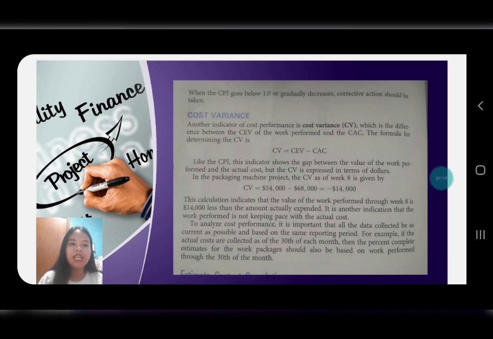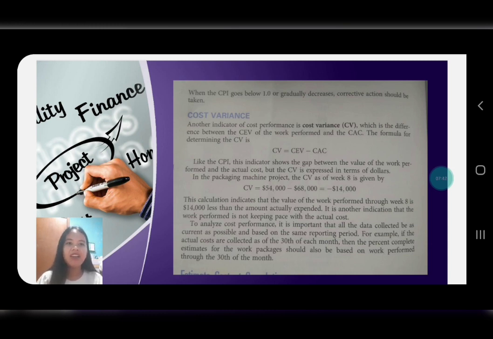So, in the packaging machine project, the CV at week 8 is given by 54,000 minus 68,000, so we have an answer of negative 14,000. This calculation indicates that the value of the work performed through week 8 is 14,000 less than the amount actually expended.